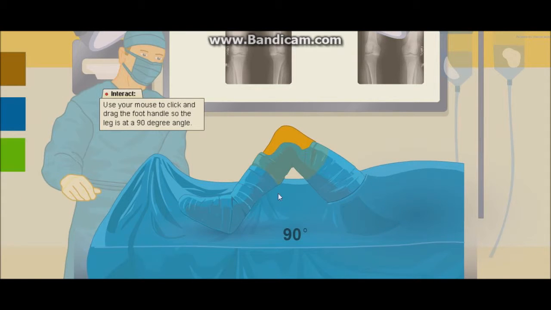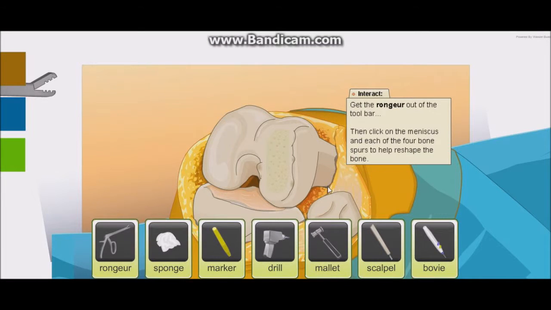Now the leg is at the proper angle. Use the rongeur to remove the anterior cruciate ligament, or ACL, the meniscus, and any bone spurs that may be lurking about.